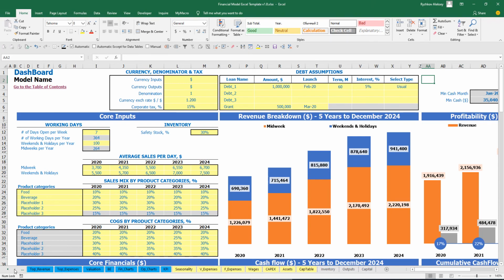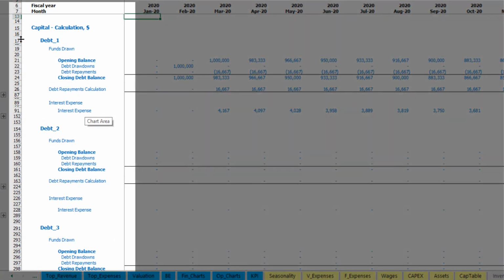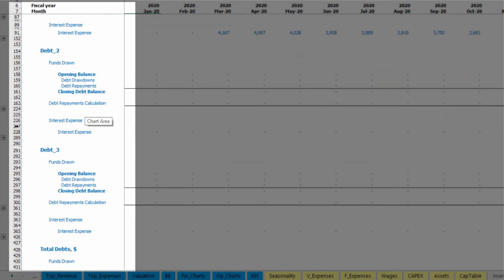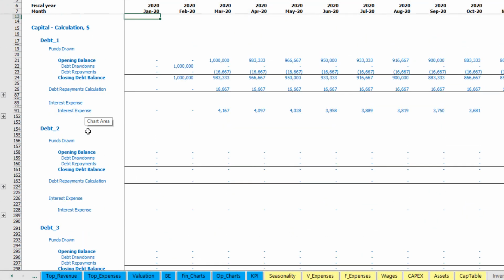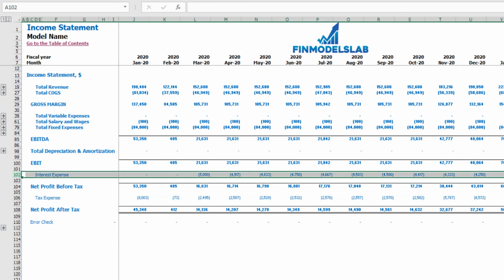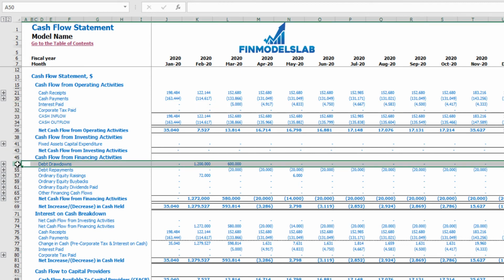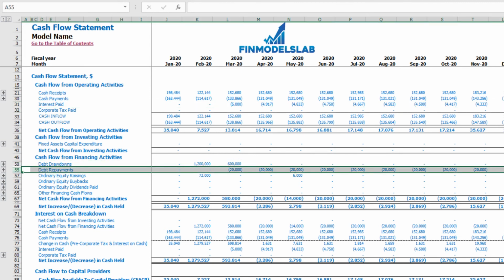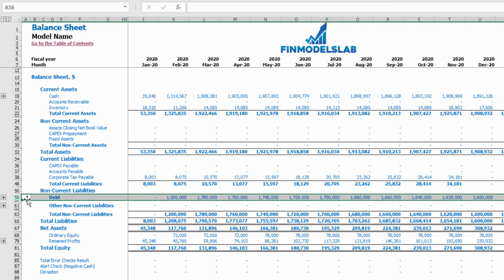All the calculations of the debts you may see on the capital tab. Calculations for debt number 1, debt number 2, debt number 3, total debts with grants. These calculations impact the income statement, interest expenses, the cash flow, interest paid, debt drawdowns, debt repayments, and on the balance sheet you have the debt closing balance.